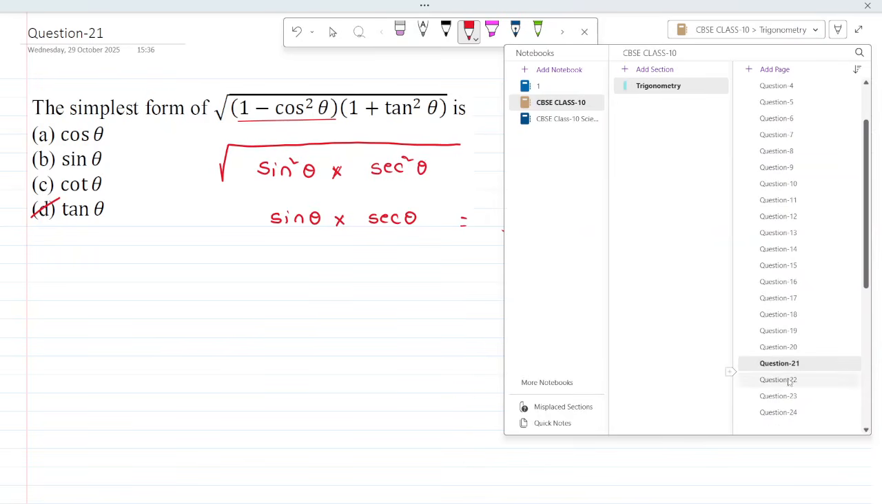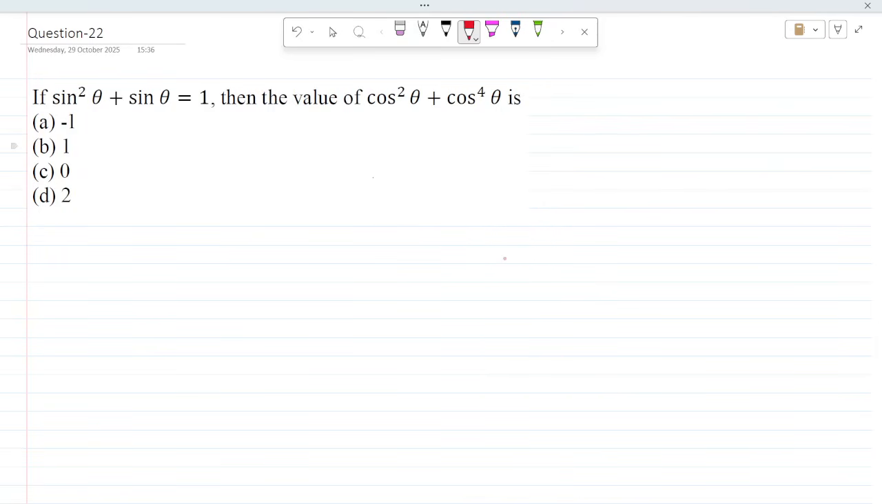22nd. What is the question? If sin square theta plus sin theta is going to be 1, he himself said, correct? Sin square theta plus sin theta, you treat it as 1. Understand? So observe very carefully. Sin square theta plus sin theta equal to 1. From here, sin theta will be how much? 1 minus sin square theta. Agree or not? Yes or no?